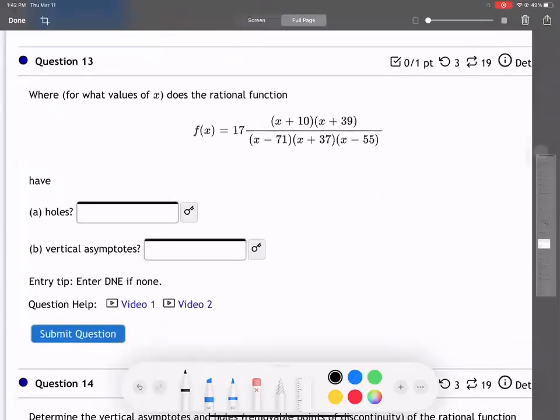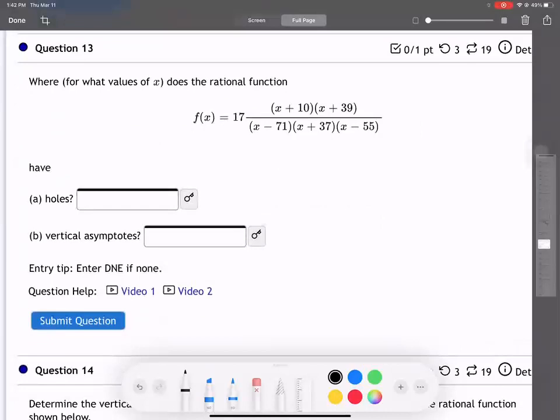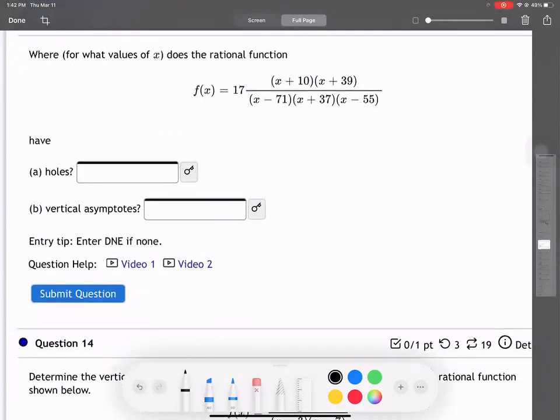Okay, now we're going to travel to the question of holes. Are there any holes here? Remember, holes are when you divide out one of these factors. Now, does anything divide out? x plus 10, x plus 39. No, nothing that we can divide out here. Nope, nope, nope. So we have no holes. D and E. That's what they would like you to write if there's no holes.